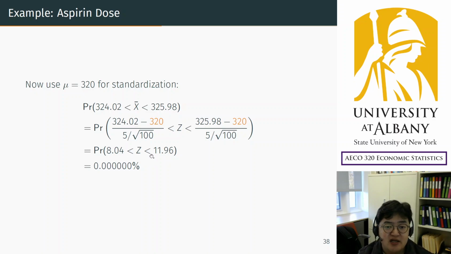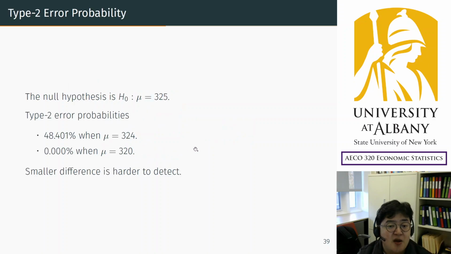So it is interesting. In this case, you don't make any type 2 error at all, nearly, right? But that is intuitive because, as I said, when you compare 1 milligram difference and 5 milligram difference, 5 milligrams is really easy to detect. So you don't make type 2 error probability.